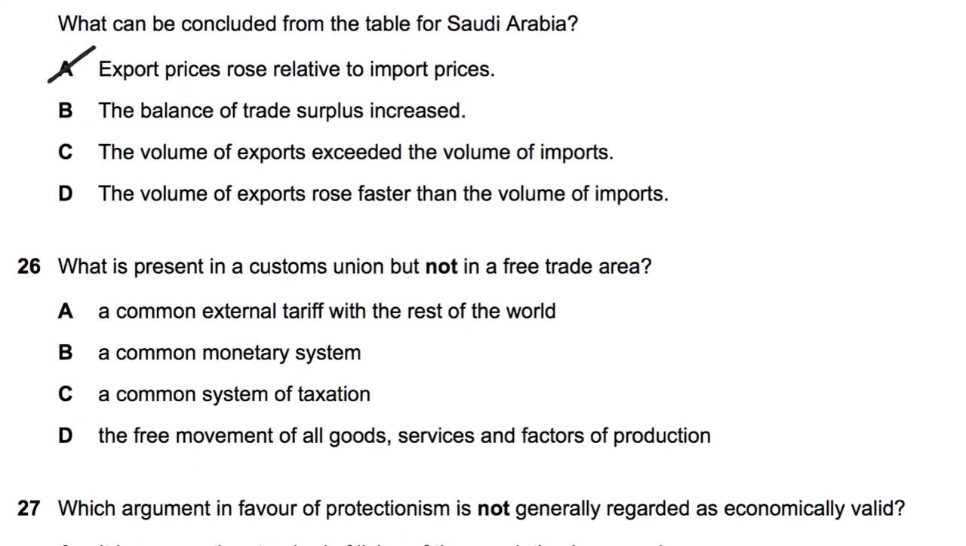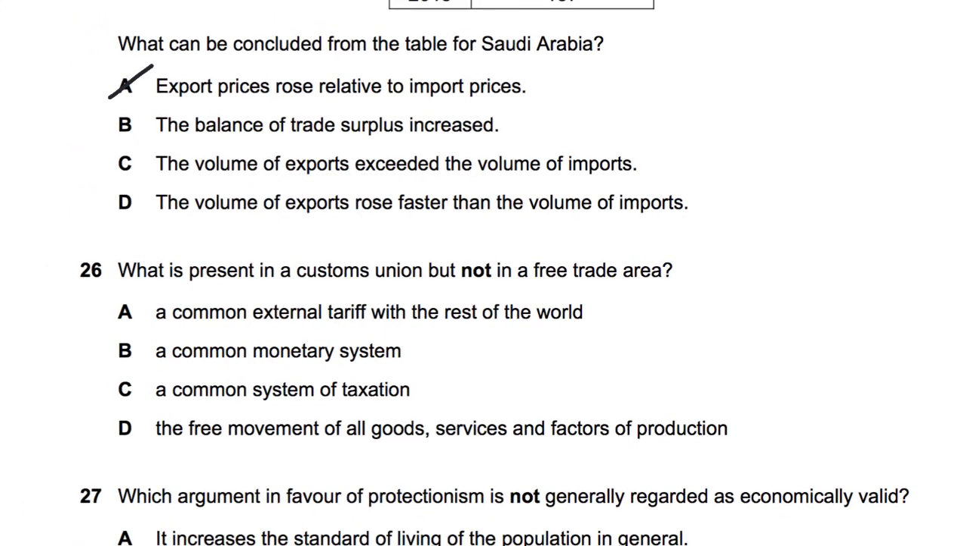In 26, they say what is present in a customs union but not in a free trade area. What is present in a customs union is a common external tariff with the rest of the world. But in a free trade area, countries may not have tariffs with each other, but they may have a different trade policy with other countries. But if you are part of a customs union, you have a common trade policy with other countries which are non-members as well.